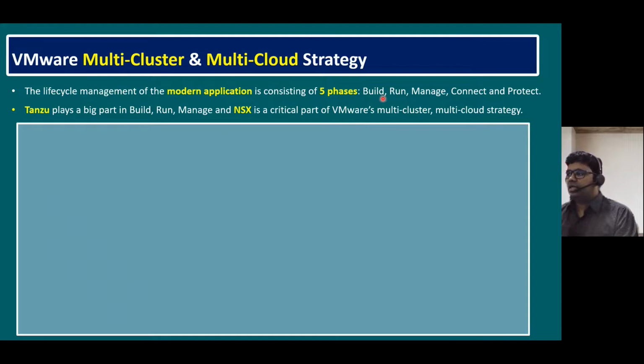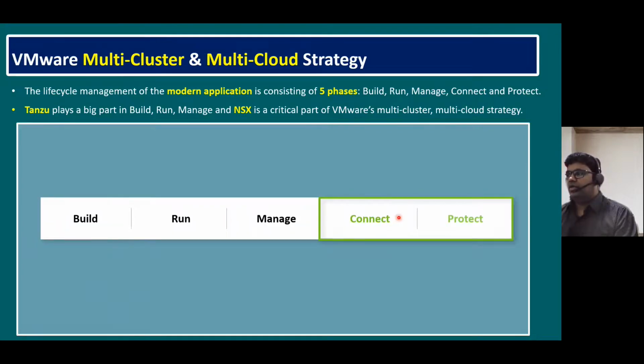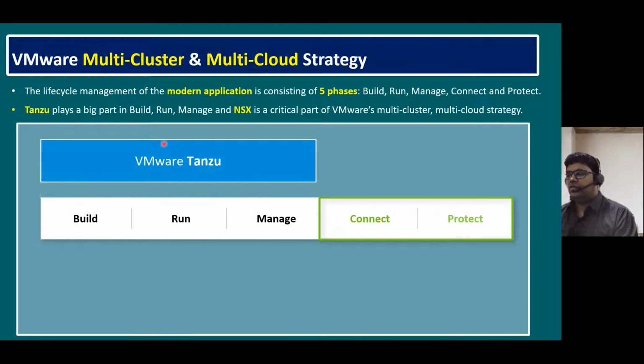The first 3 phases, build, run, manage: Tanzu plays a big part in build, run, manage. And NSX is a critical part of VMware's multi-cluster, multi-cloud strategy for connect and protect. See the 5 phases of modern application: build, run, manage, connect, and protect. The first 3 phases focus on VMware Tanzu, the main portfolio to cover the first 3 phases. And for connect and protect, we have to use VMware NSX.